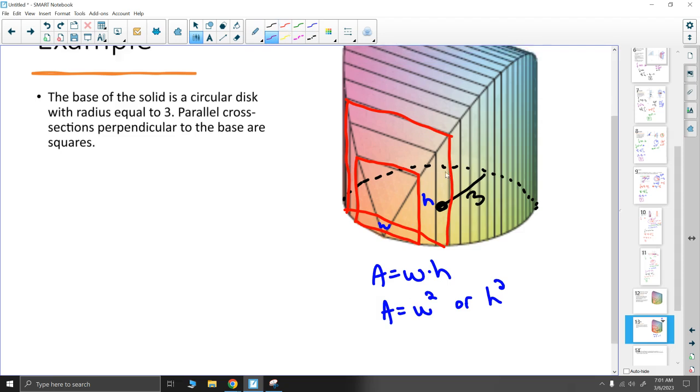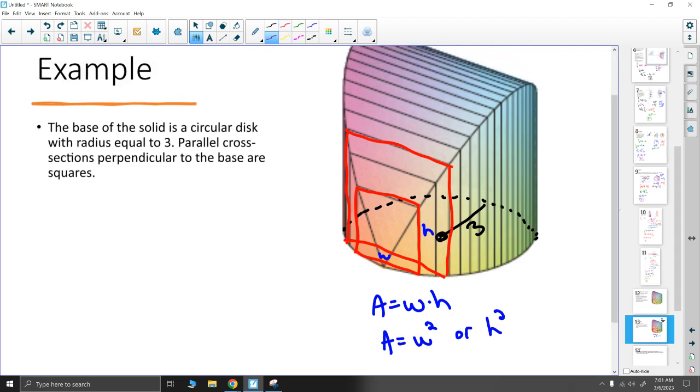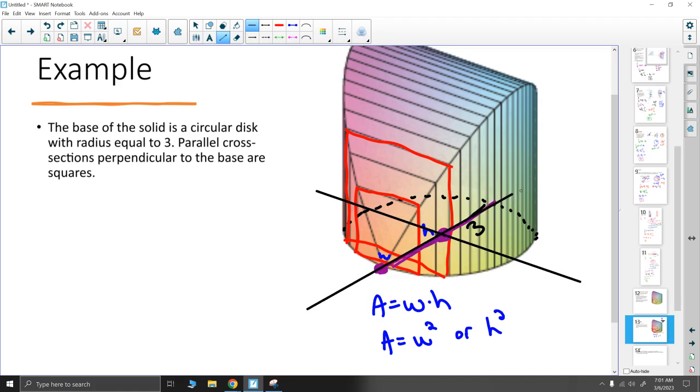Now, this is a circle, right? So we're taking it in relation to from here to here. This is what we want to integrate. If this is a radius of 3, then let's talk about this point here in terms of an x and y. It doesn't matter which axis is x and which axis is y. We can just set it up.